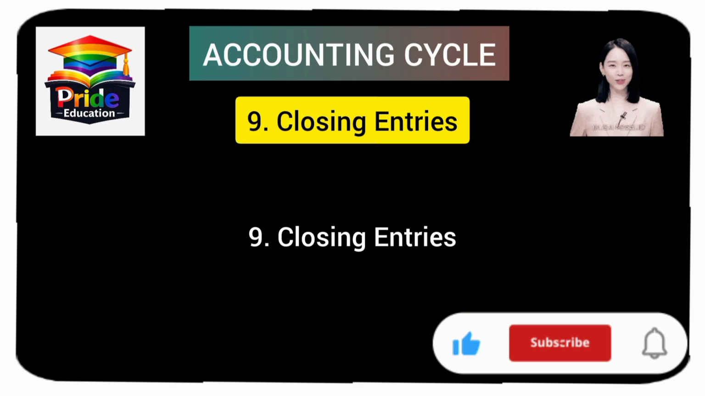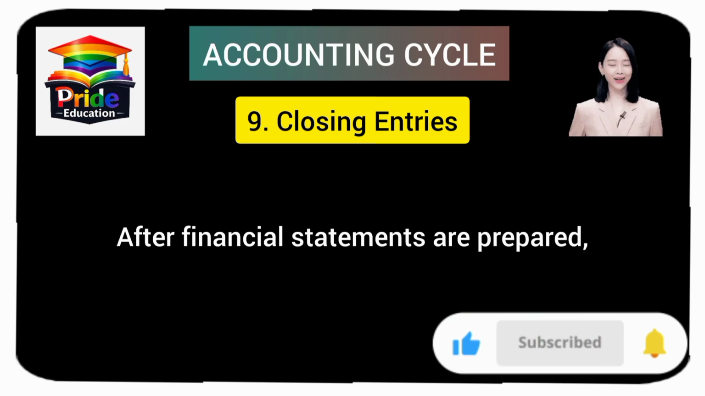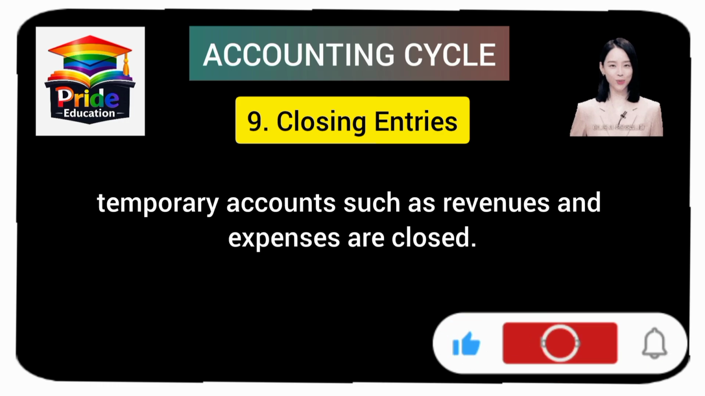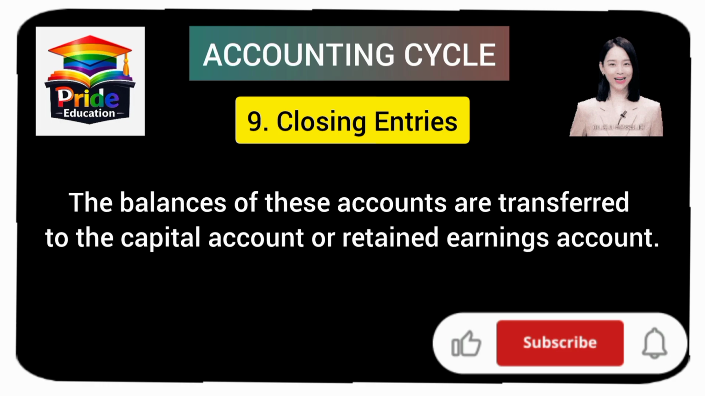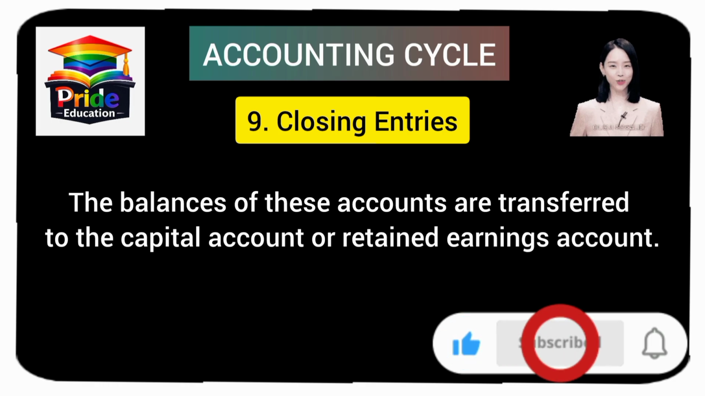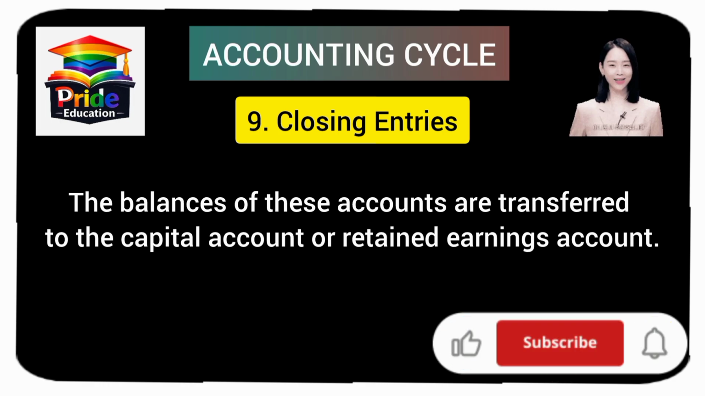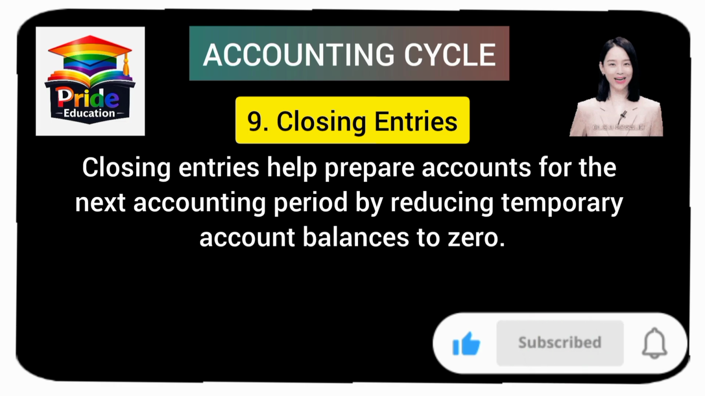9. Closing entries. After financial statements are prepared, temporary accounts such as revenues and expenses are closed. This process is called closing entries. The balances of these accounts are transferred to the capital account or retained earnings account. Closing entries help prepare accounts for the next accounting period by reducing temporary account balances to 0.